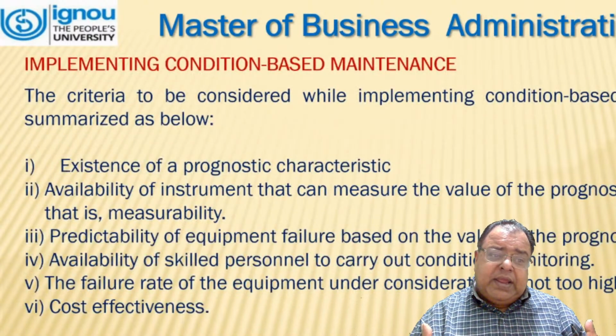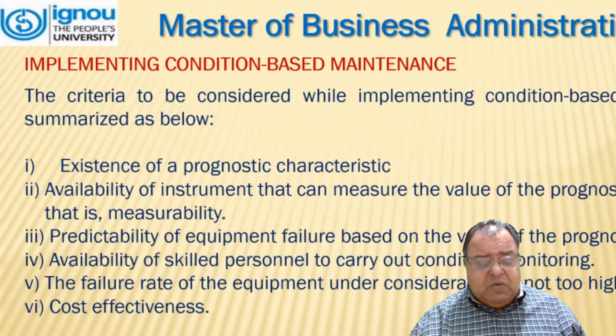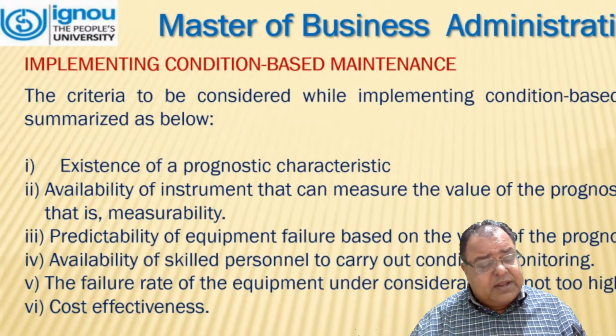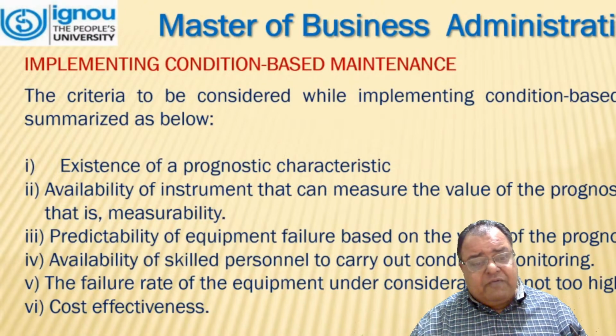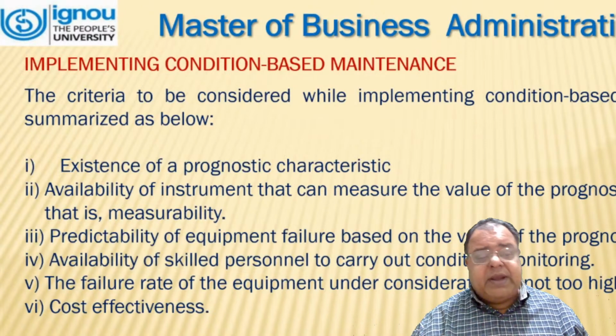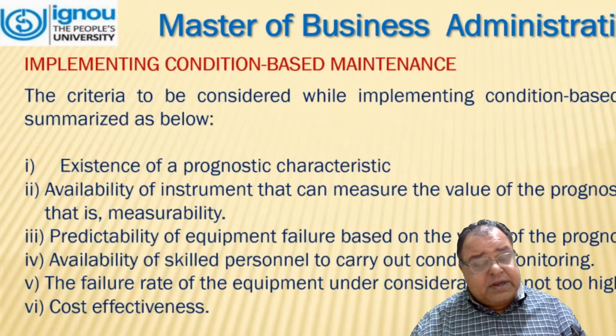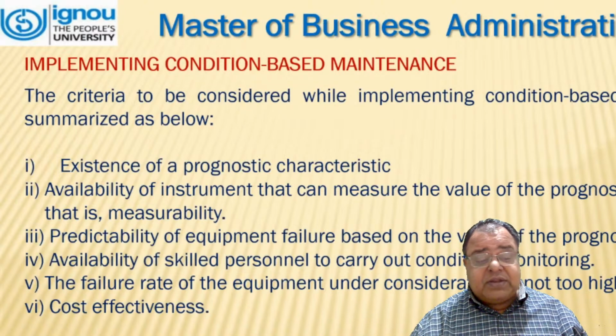Now, how to implement condition based maintenance? The criteria to be considered while implementing condition based maintenance are summarized as follows. First, existence of a prognostic characteristic. Secondly, availability of an instrument that can measure the value of the prognostic characteristic, that is measurability. Third is predictability of equipment failure based on the value of the prognostic characteristic. Fourth is availability of skilled personnel to carry out condition monitoring. Fifth is that the failure rate of the equipment under consideration is not too high. And the last one is cost effectiveness.